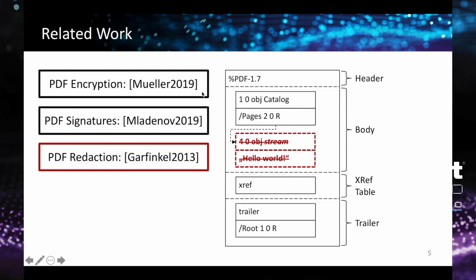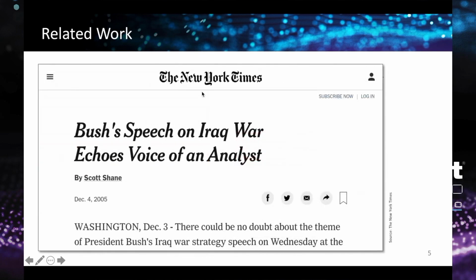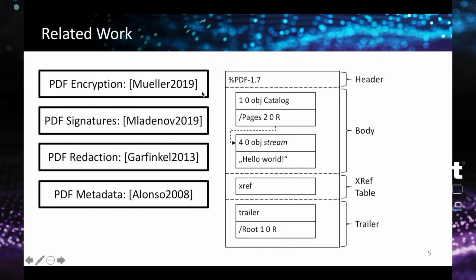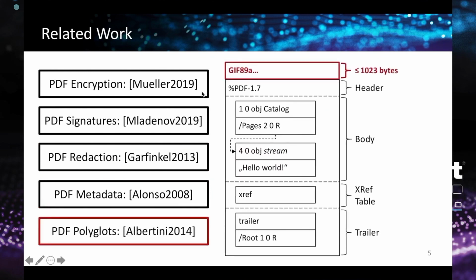A comprehensive study was, for example, performed by Simson Garfinkel and by many others. Also, we have seen some metadata issues that reveal the original author of a document, which is not always desired. So such issues were presented, for example, at Black Hat 2008 by Chema Alonso. And finally, we have seen a lot of research on polyglot PDF files that are also valid images or other file types, because the PDF header does not have to start at the beginning of a file, as demonstrated, for example, by Ange Albertini.